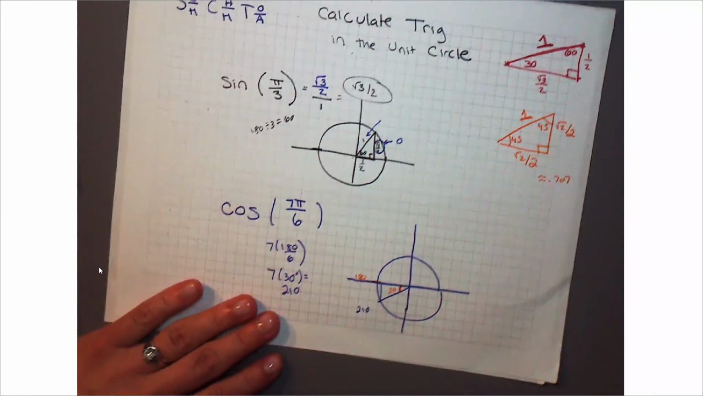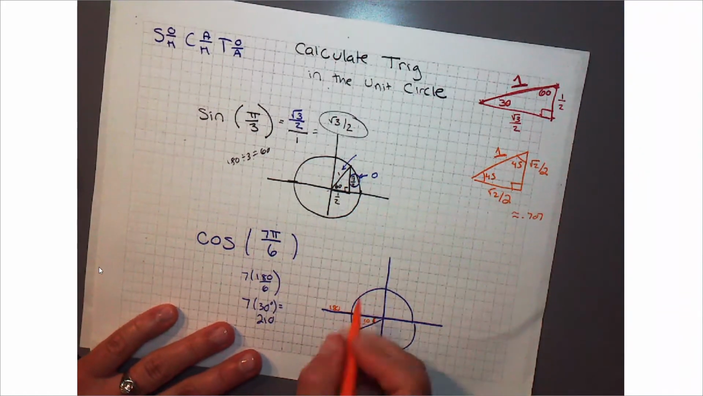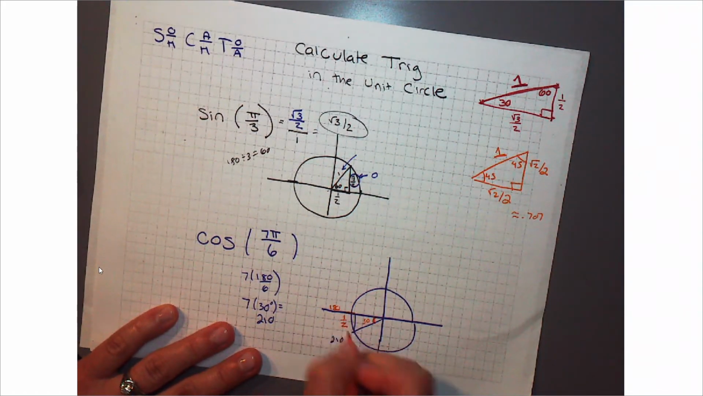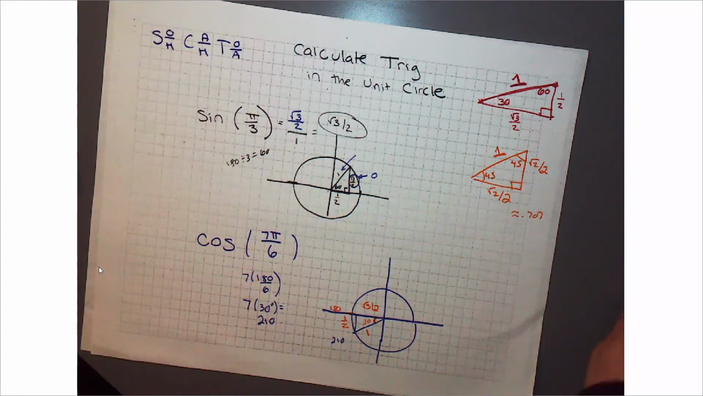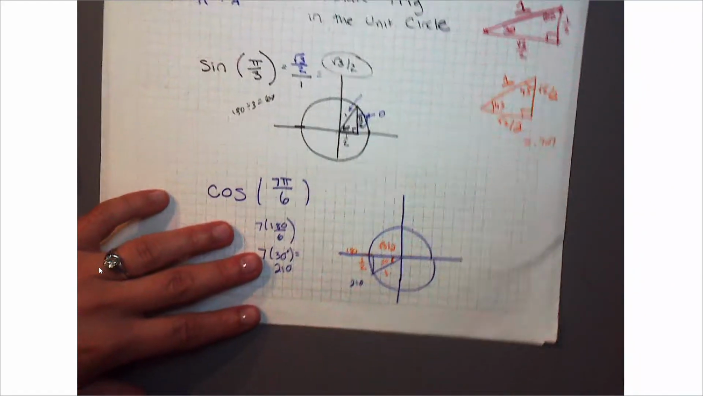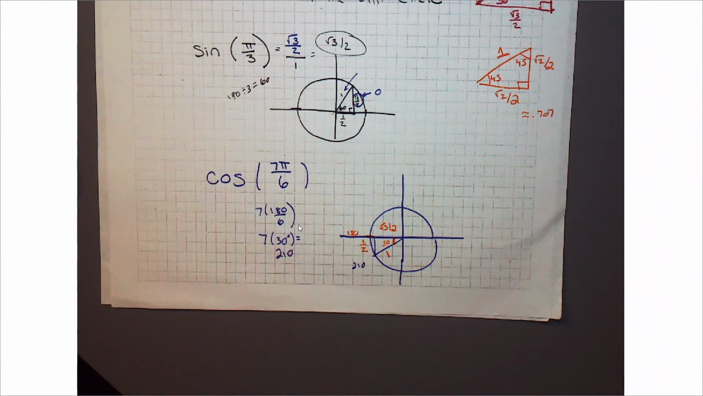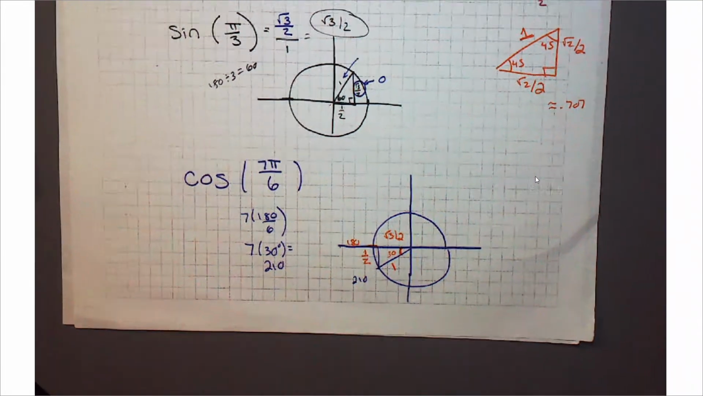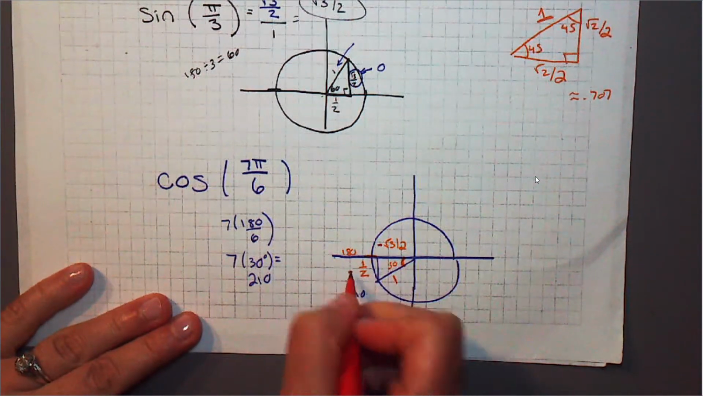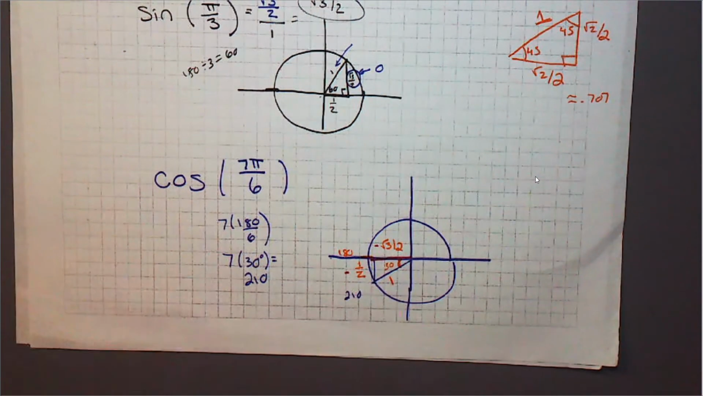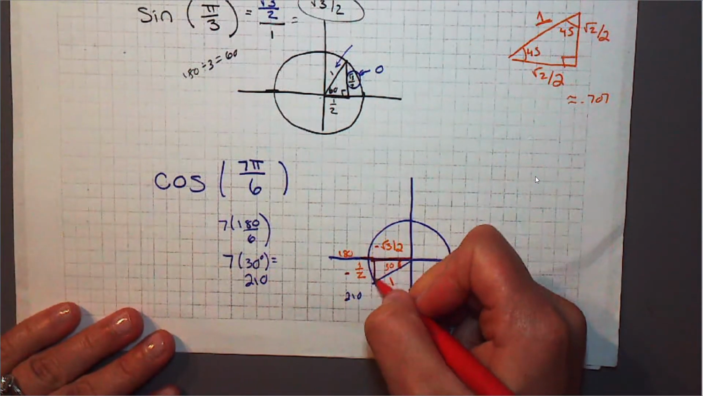So I'm looking up here, across from 30 is 1/2. That means the other side is root 3 over 2 and 1. But because we are in the third quadrant, since we are left and down, we're going to have to put negatives on here. Negative and negative, because this is left root 3 over 2 and down 1/2.